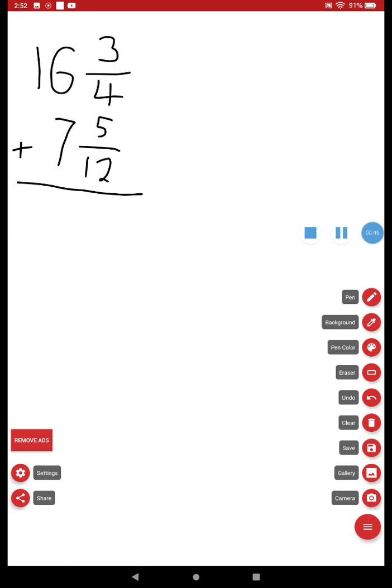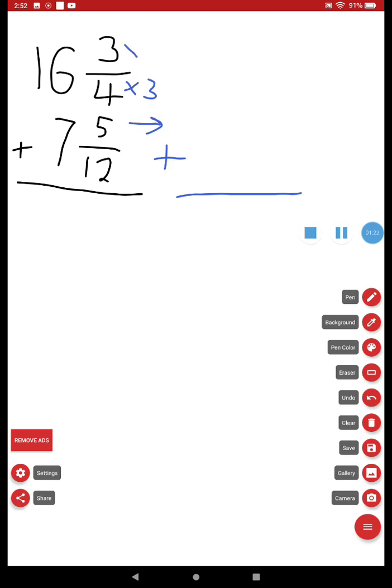Now, when I'm working on this, remember, I'm going to rewrite it. So I'm going to write the addition sign, write the equal bar. All right, now I need to change my denominator so that they are the same. Can I change a 12 into a 4 by multiplying? No, but I can change a 4 into a 12. So let's multiply. 4 times what equals 12? Very good, 4 times 3.